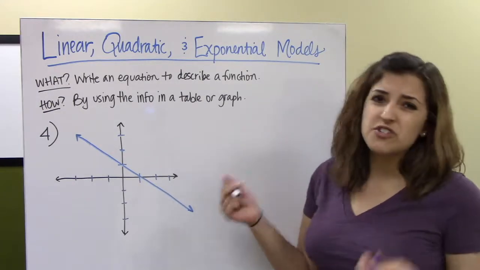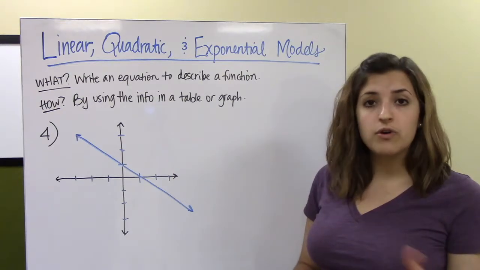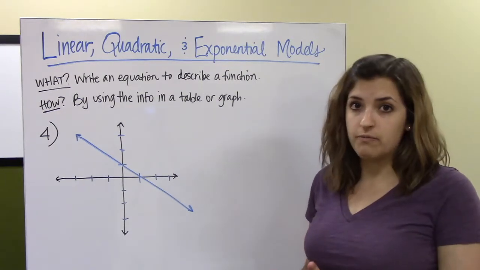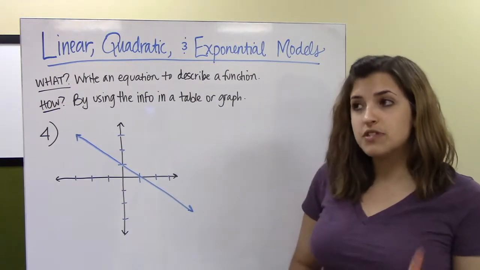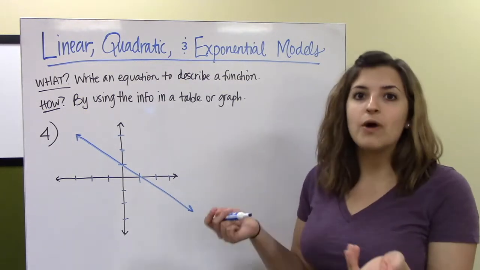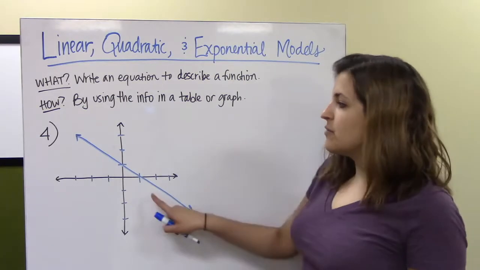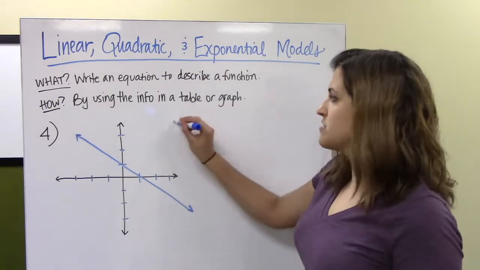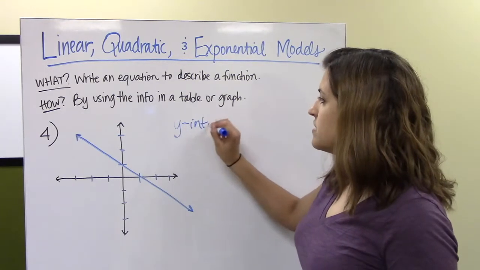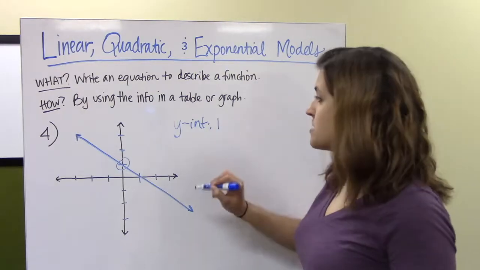So we have a few different choices for our equation. We can either have slope-intercept form, point-slope form, or standard form. My favorite is slope-intercept form because all we need to find is the slope and the y-intercept. And we have both of those things at our fingertips here. So we can examine this. What's our y-intercept? Our y-intercept is going to be this point right here. That's 1. So our y-intercept is 1.